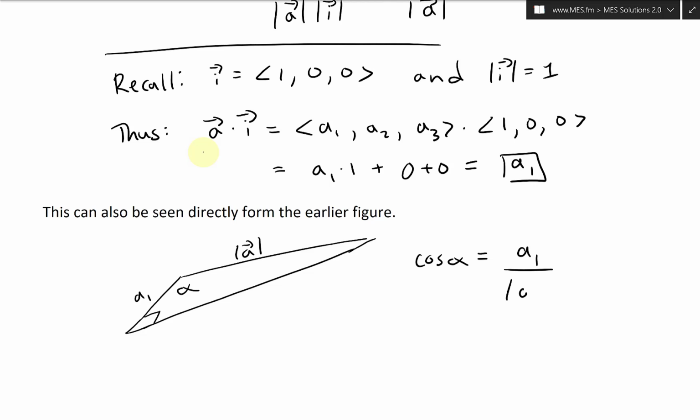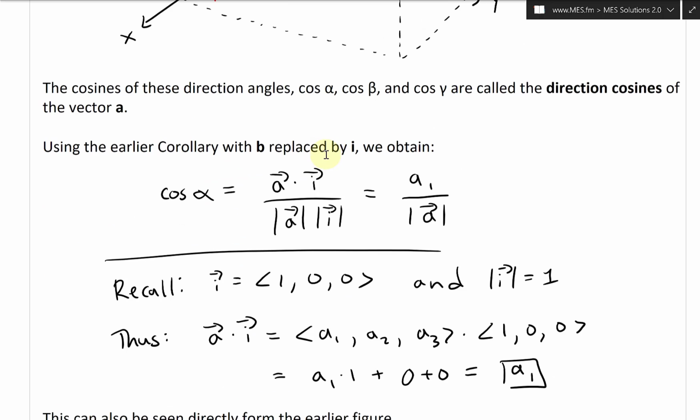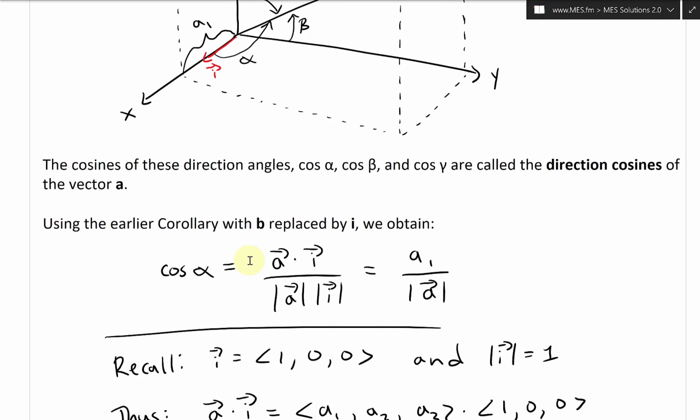So that's a right angle, and that's just basic trigonometry: cosine theta is equal to adjacent over hypotenuse, which is a1 over the length, like that. Which is quite fascinating. Similarly, if we do the same thing for the other ones, instead of I, we use J, we use K, etc.